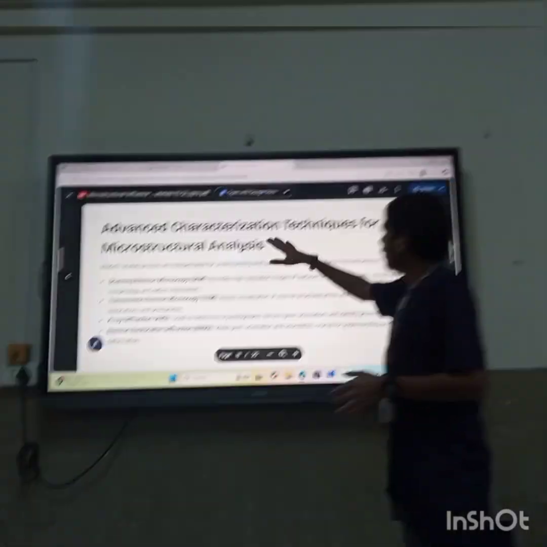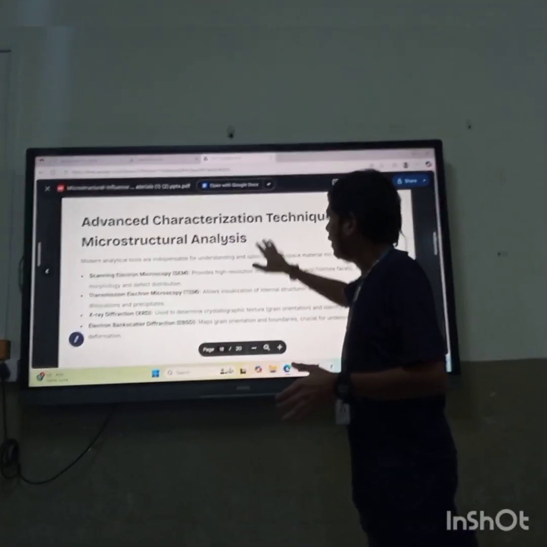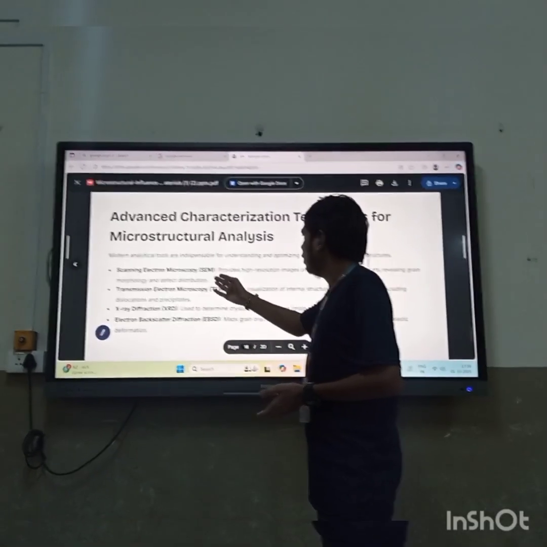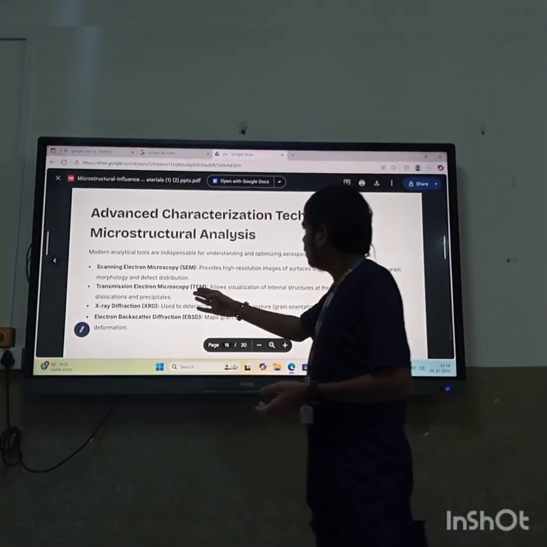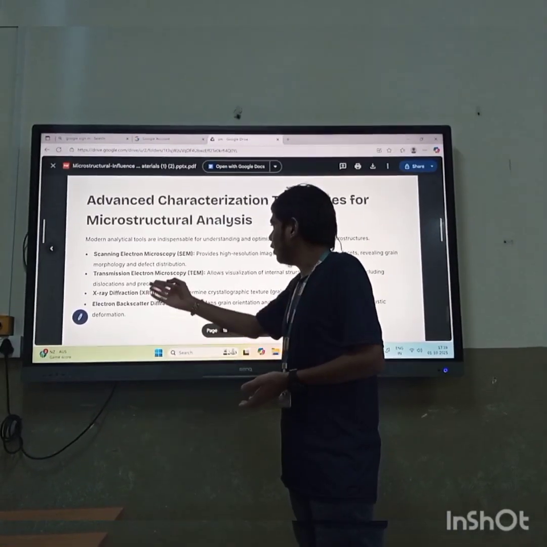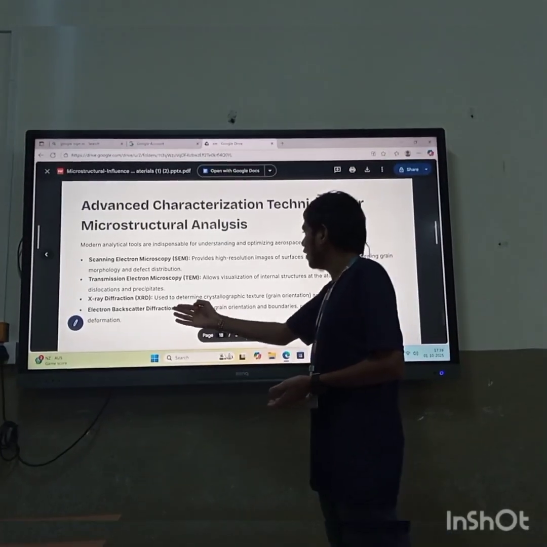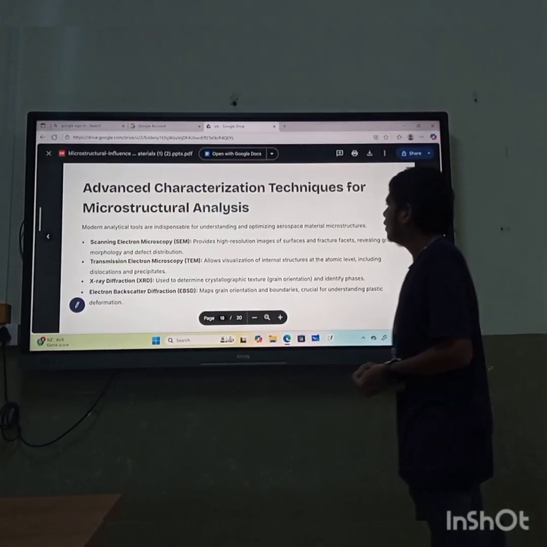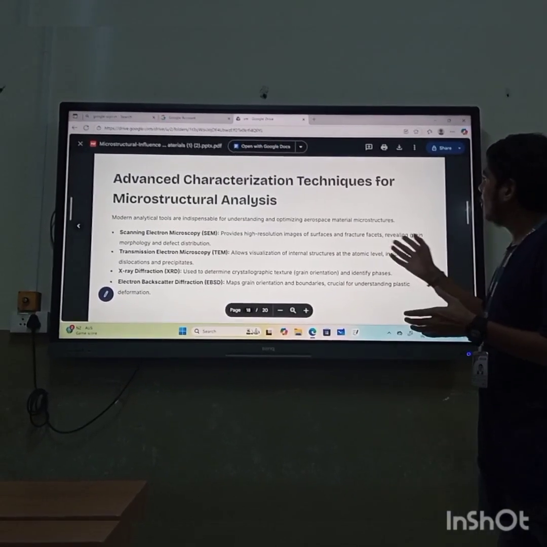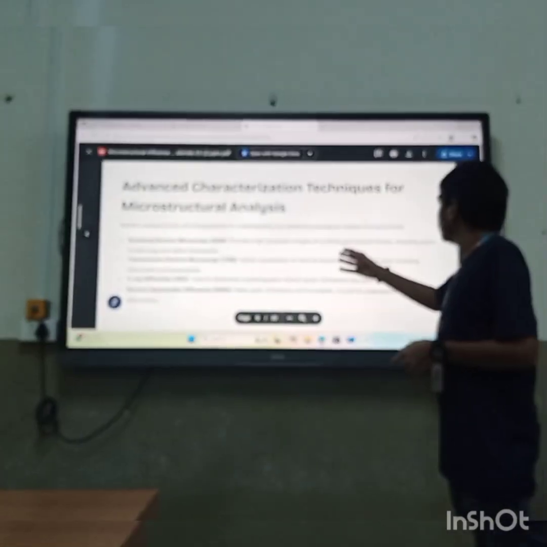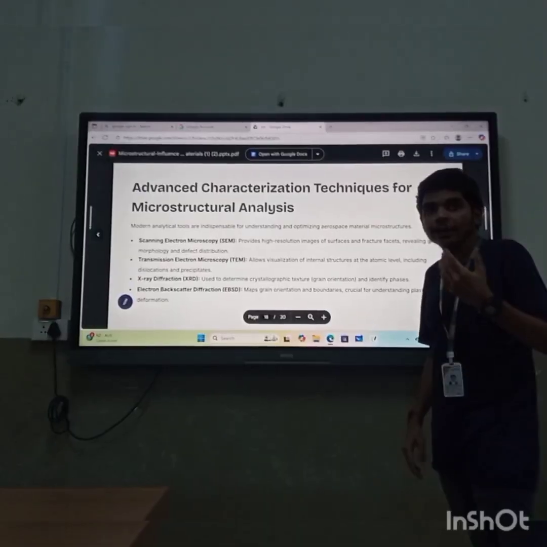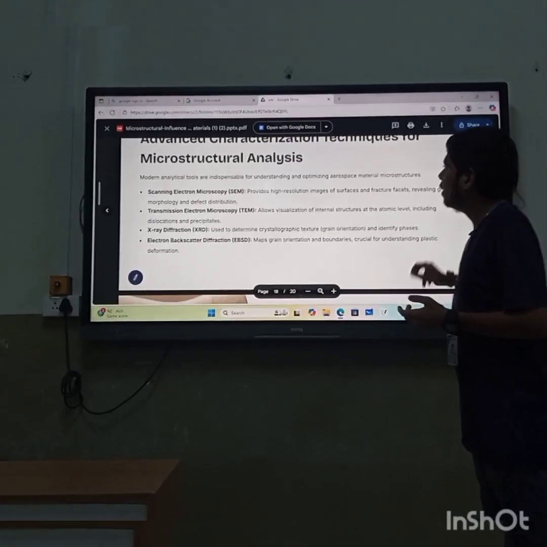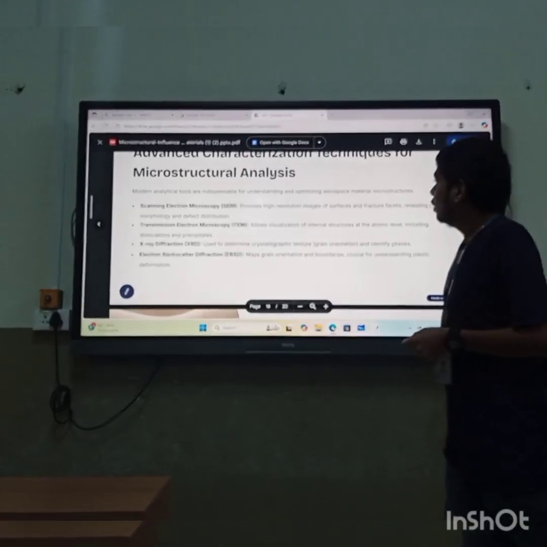There are the advanced characterization techniques for microstructure analysis. There are four techniques: scanning electron microscopy, transmission electron microscopy, X-ray diffraction, and electron backscatter diffraction. Scanning electron microscopy provides high resolution images of deformation and fracture surfaces, revealing grain morphology and defect distribution.